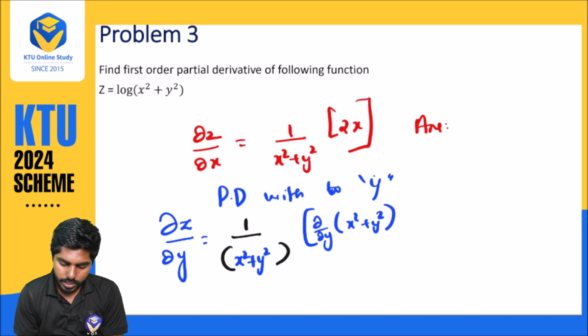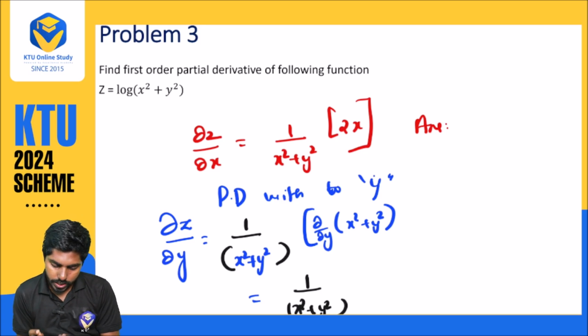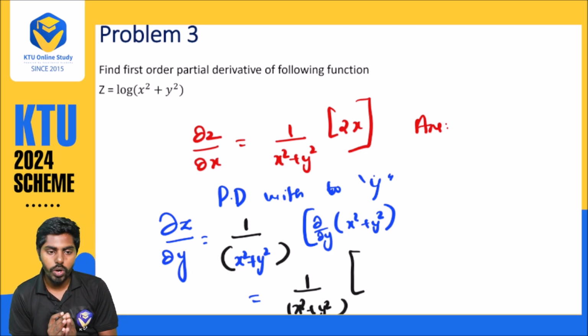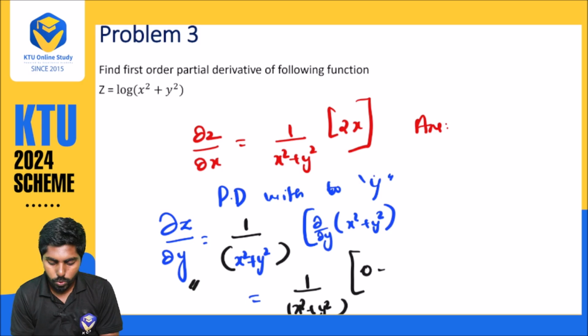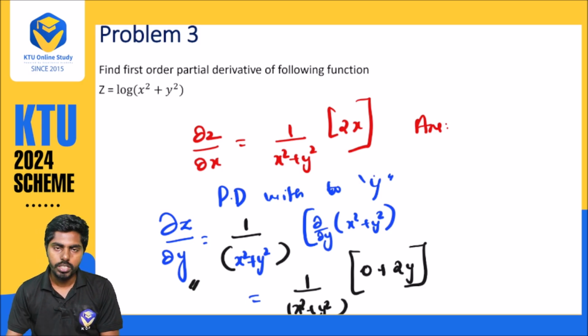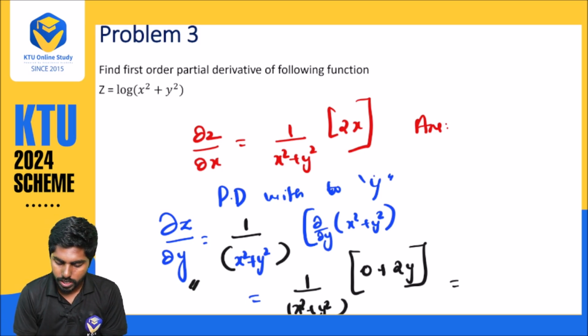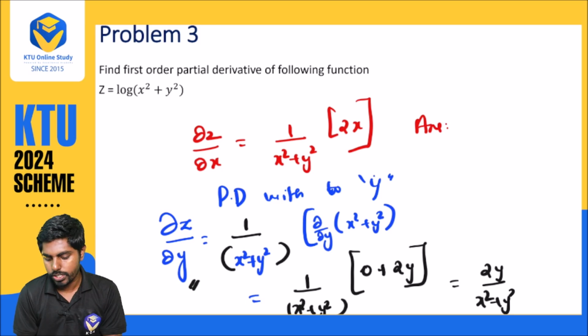So what will happen? It will become 1 divided by x square plus y square. Here we are taking with respect to y. So x square will become 0 and y square will become 2y. Differentiation of y square is 2y. So this is the required answer. Our answer is 2y divided by x square plus y square.